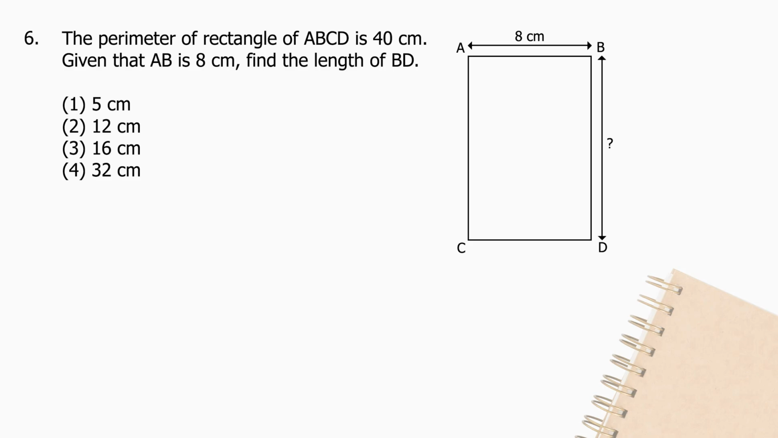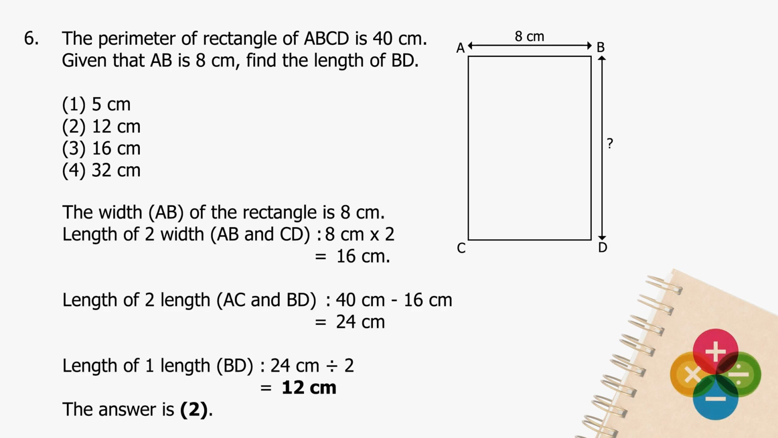Question 6. The perimeter of rectangle ABCD is 40 cm. Given that AB is 8 cm, find the length of BD. The width AB of the rectangle is 8 cm. The length of 2 widths will be multiplying 2 by 8 cm, and you will get 16 cm. The length of 2 lengths, AC and BD, will be 40 cm minus 16 cm, and you will get 24 cm. Divide 24 cm by 2, and the quotient is 12 cm. The length BD is 12 cm. The answer is 2.